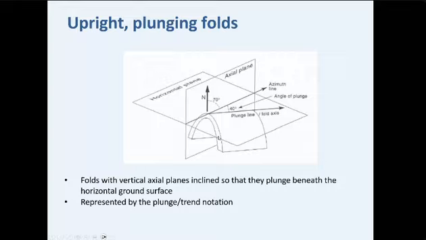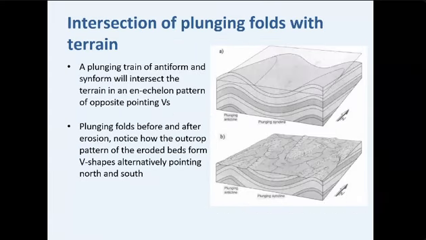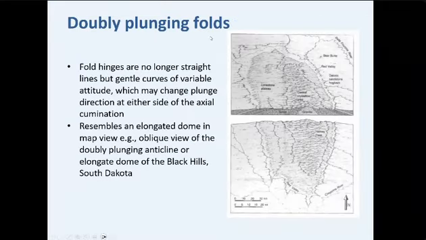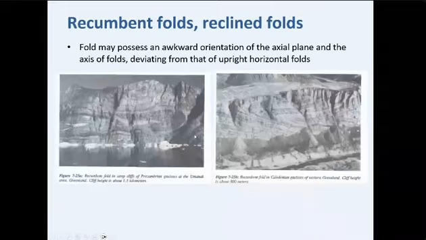Upright plunging antiform, upright plunging synform. You can see that the beds are dipping away from each other. So if you produce a map when you go to the field, this is what it's going to look like. Doubly plunging fold, we talked about it in our last slides. Recumbent and inclined folds, we've talked about all of this already. Reclined folds.